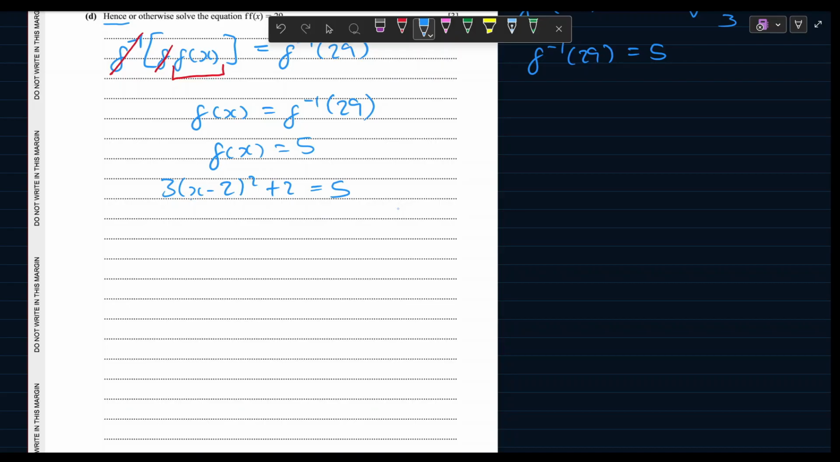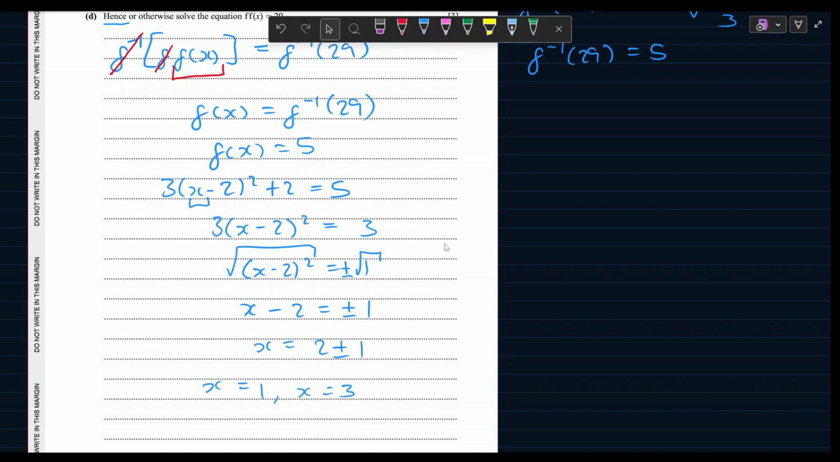Okay, so now let's solve for x. Subtract 2 from both sides. You've got 3(x minus 2) squared is equal to 3. Divide both sides by 3. You've got (x minus 2) squared is equal to 1. Take the square root on both sides. Remember that this is plus or minus. So you've got x minus 2 is equal to plus or minus 1. So you get x is equal to 2 plus or minus 1. So x is either 1 or x is 3.